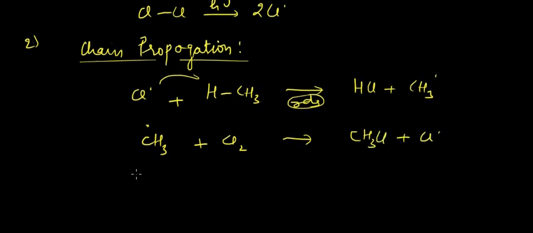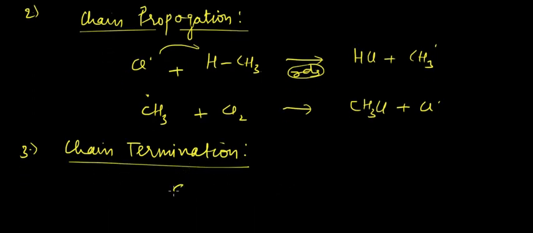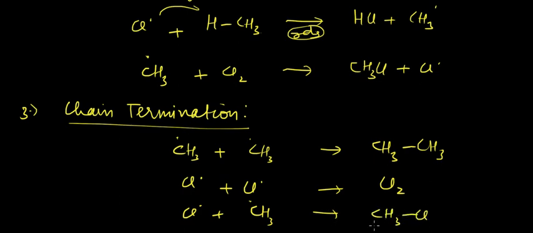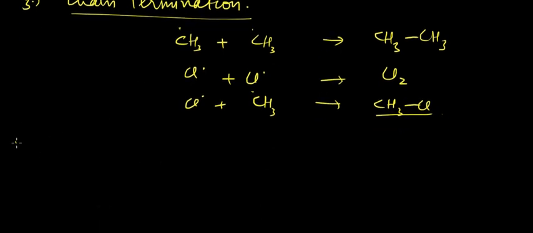Okay, and finally the third step is chain termination. So two CH3 dots can form ethane, or two Cl dots can terminate to become Cl2, or if one Cl dot reacts with another CH3 dot, we can get CH3Cl also. Okay, so this was the mechanism, and now let's see some more examples on the same.